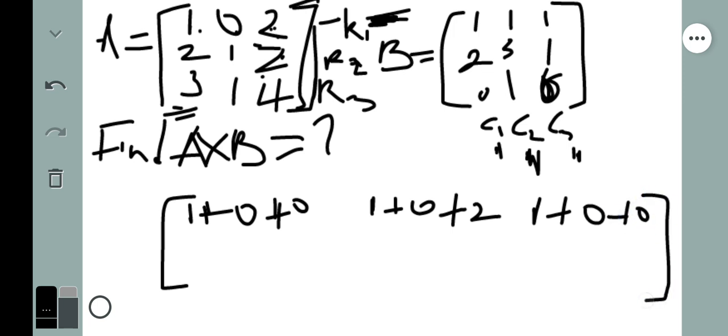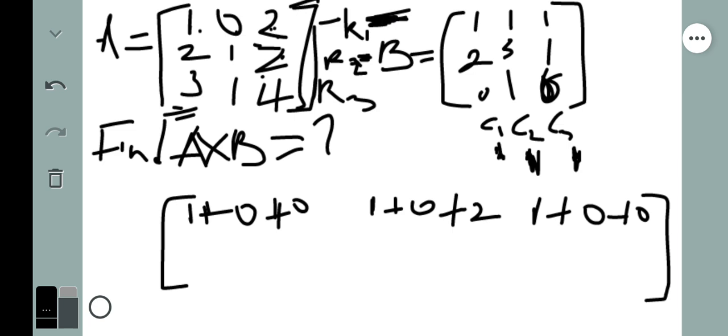So this was row 1 multiplying column 3. Now we are done with row 1, so let's move to row 2. Row 2 here multiplies column 1, column 2, and column 3, just the way we did for row 1.